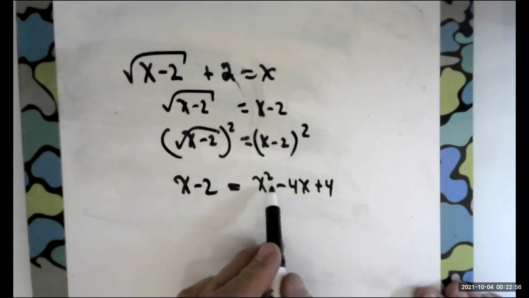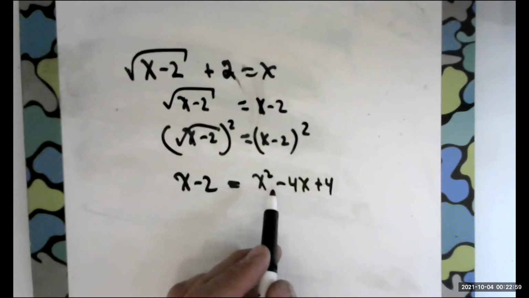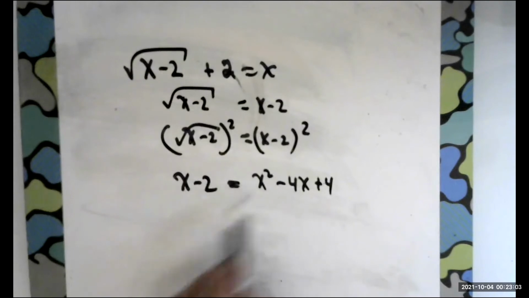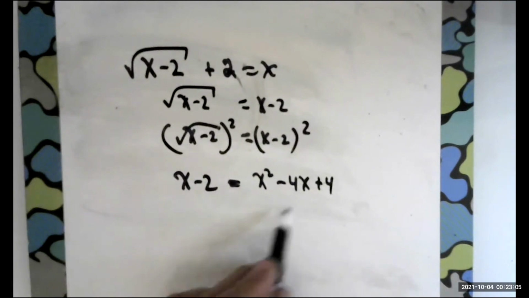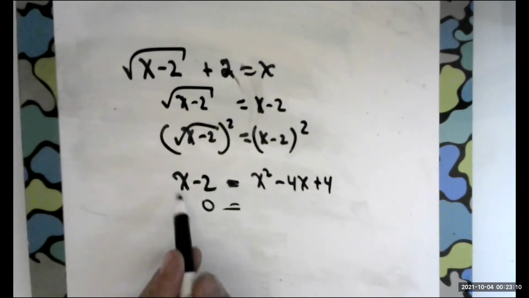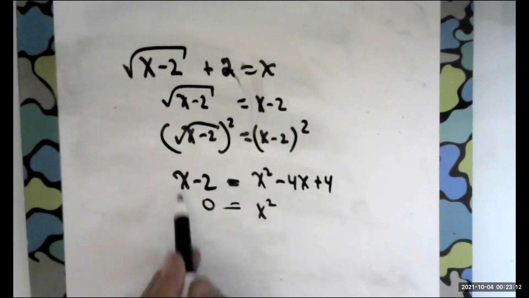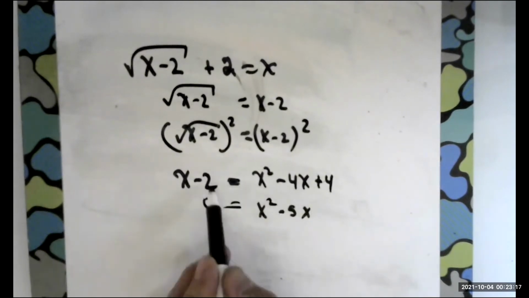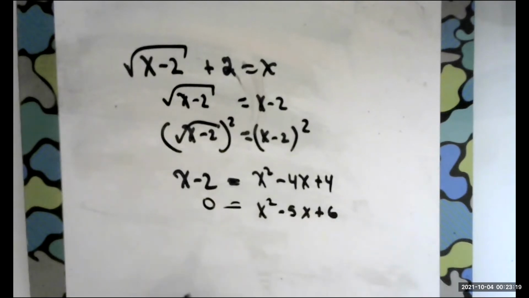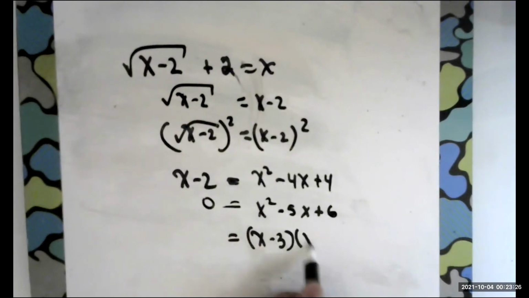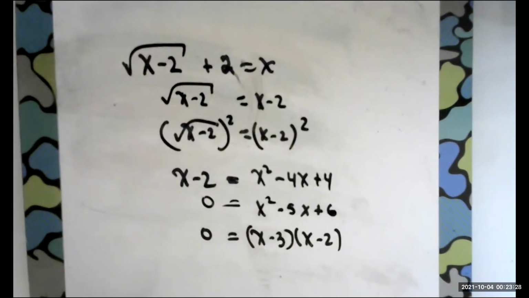We end up with a quadratic equation. We always solve a quadratic equation by setting it equal to 0. So I want the x squared to be positive. So it's better for me to subtract 1x and add 2. So x squared minus 4x minus 1x is minus 5x. 4 plus 2, that will be 6. Now we're looking for factors of 6 that give me -5. Of course, that will be x minus 3 times x minus 2 equals 0.